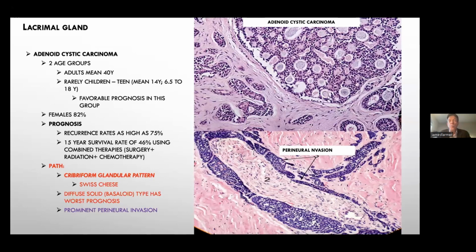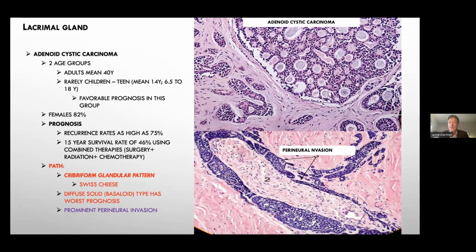Adenoid cystic carcinoma is an epithelial malignancy of the lacrimal gland. It occurs in 2 age groups, usually adults over the age of 40, rarely in children. Interesting, when it occurs in children, mid to late teens, it has a pretty good prognosis, whereas when it occurs in an adult, it's a pretty dismal prognosis. The recurrence rates are as high as 75%. The 15-year survival is still only 46%.